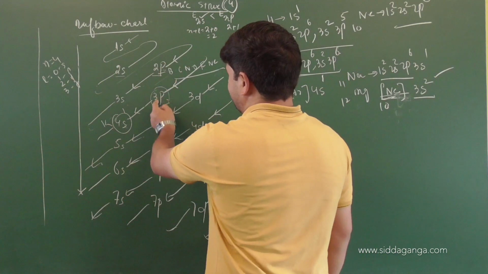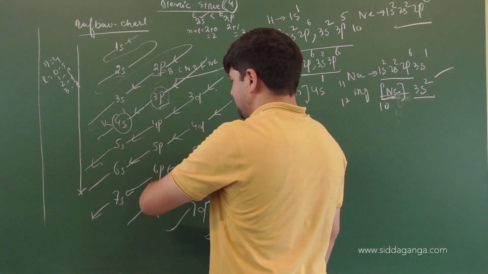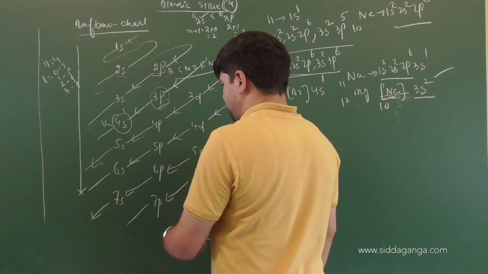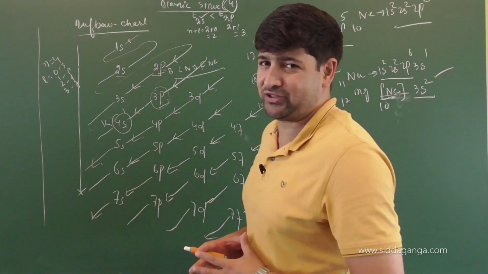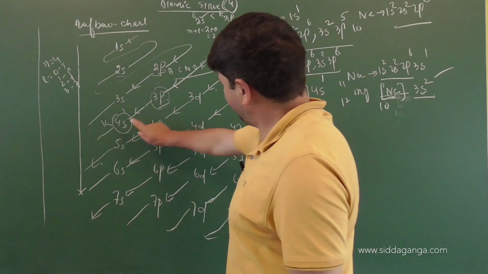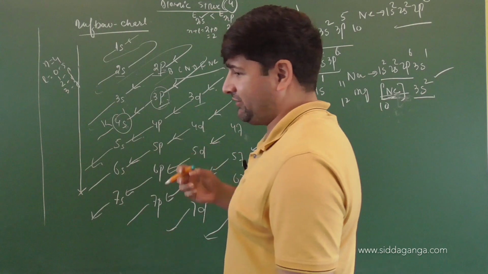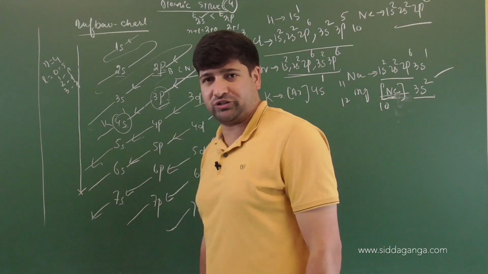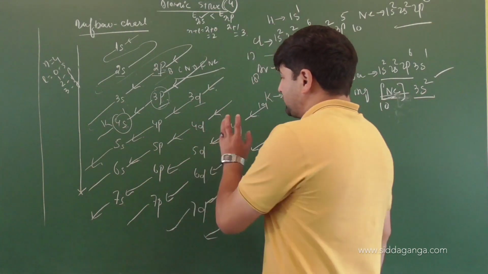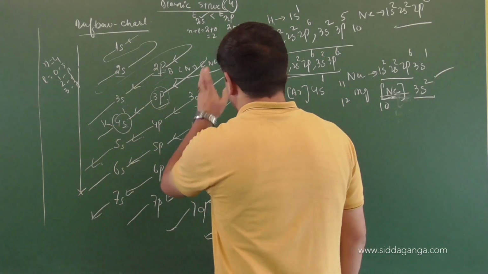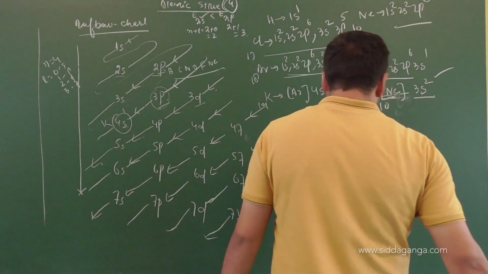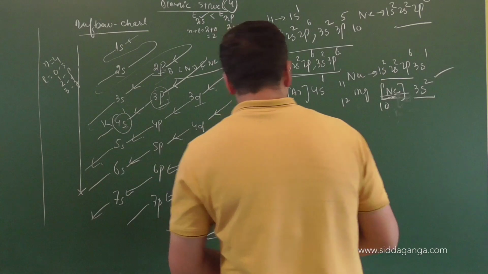Similarly, it is 2p, then 3p, coming down 4p, further down 5p, further down 6p. So this electronic configuration should be understood. After 4s, the electron is entering into d. Now there are two important cases that I am going to discuss with respect to electronic configurations when electrons enter into d. So have a proper look at this, children.